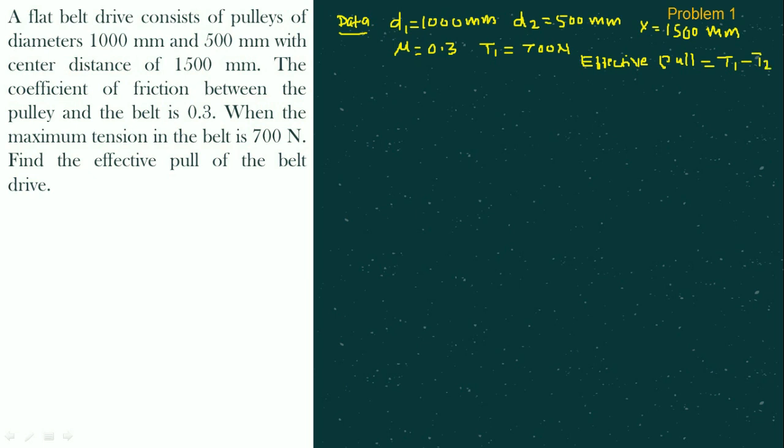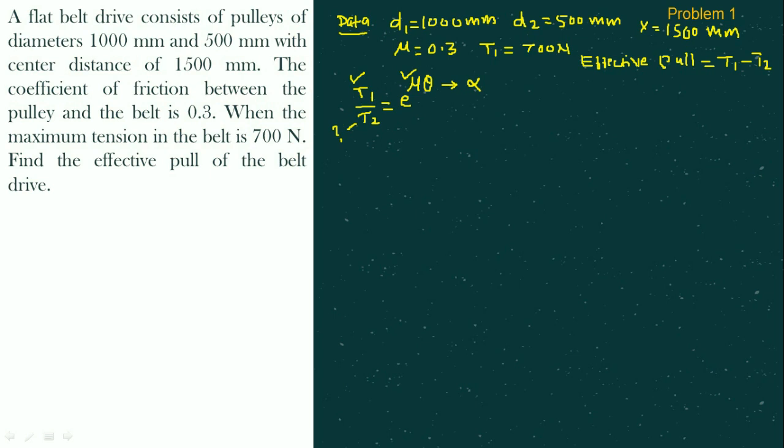So we can make use of the formula of ratios between T1 and T2, that is T1 by T2 is equal to e raised to mu theta. From the data we know that T1 is given, mu is given. I have to calculate theta. I don't know theta, the angle of contact has not been given. But this can be determined if you know what we call the alpha angle.